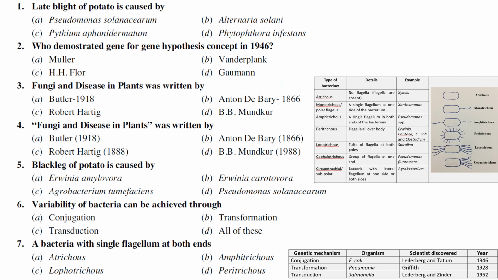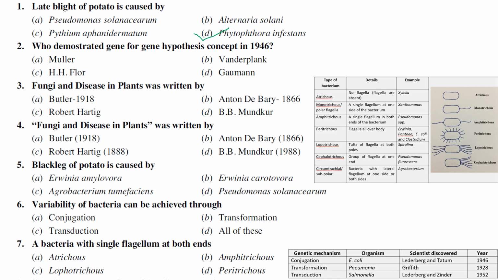So first one is late blight of potato is caused by Pseudomonas solanacearum, Alternaria solani, Pythium aphanidermatum, and Phytophthora infestans. We know very well the main reason for the initiation of a new branch, that is plant pathology, is due to late blight of potato only, which is caused by Phytophthora infestans.